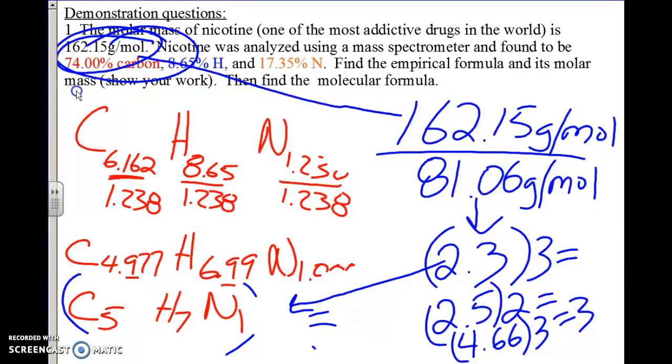And in questions 2, 3, and 4, you will have to multiply by a 3 or a 2 or a 3 to get whole numbers. Come in for help if you need it. Otherwise, that is how you do empirical and molecular formulas.